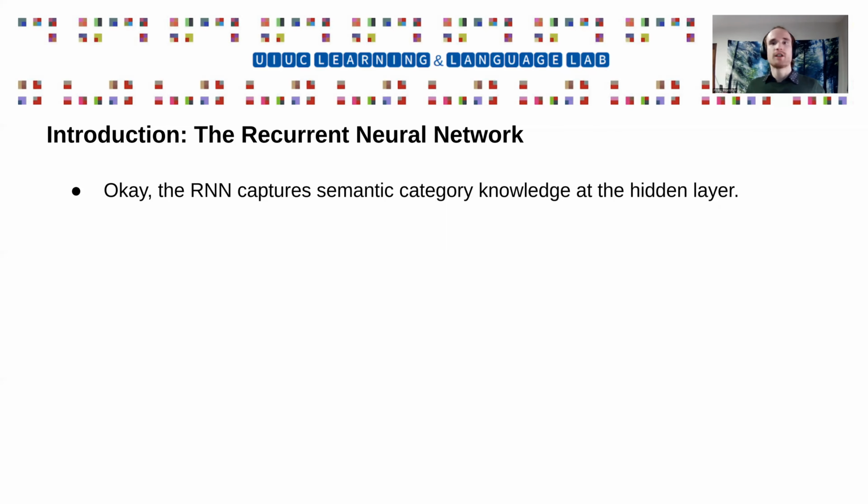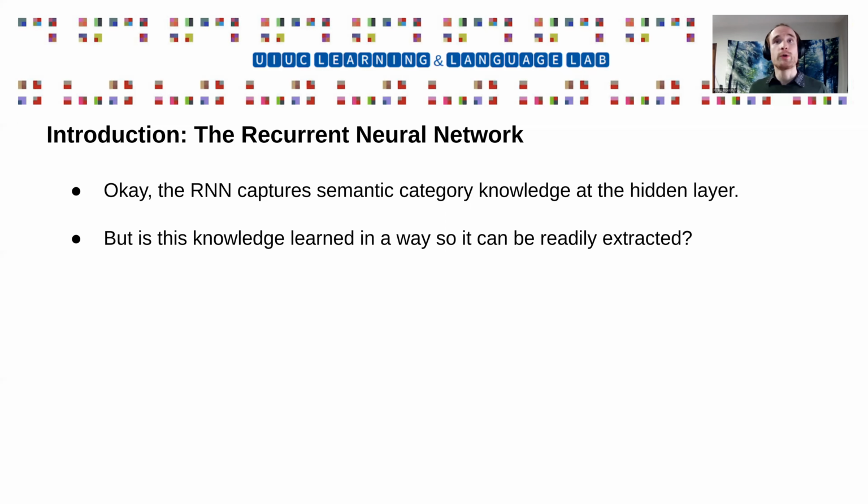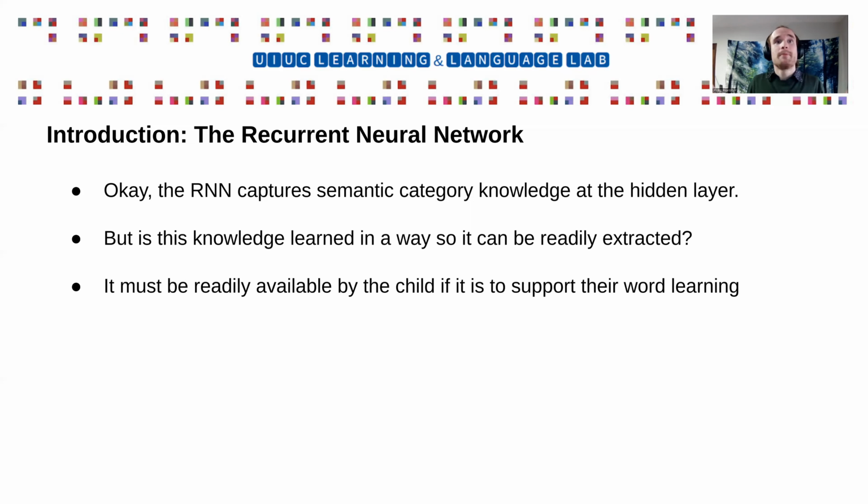Great, but there's much more to be said here, okay? So the RNN captures semantic category knowledge at the hidden layer. That is all fine and well. But is this knowledge learned in a way so that it can be readily extracted? And that is really the primary question of the thesis and most of the work that I've done in graduate school. So it must be readily available, right, by the child and to the child, if we're going to consider this knowledge to be involved in supporting the child's word learning, right? Remember, decaf.